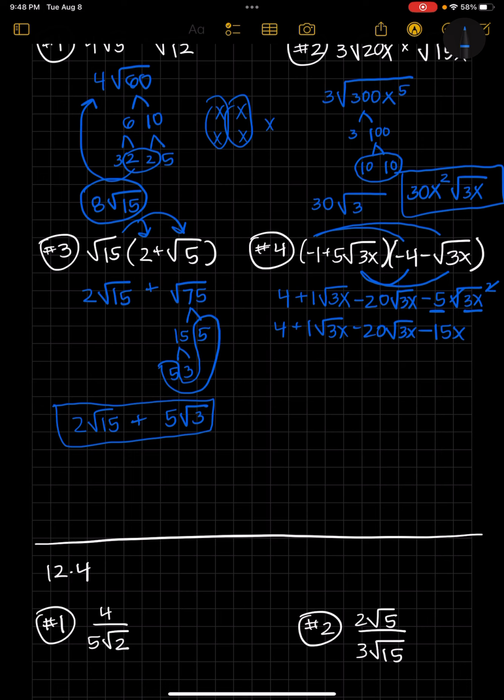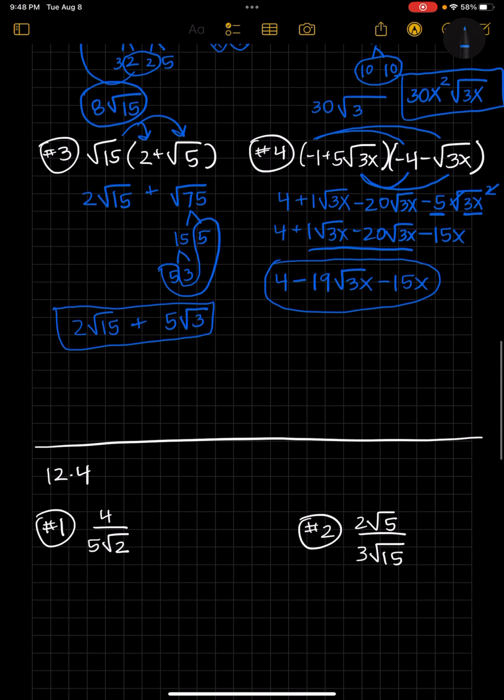Now we just combine like terms. The only like terms on here are these two because they both have root 3x's. So my final answer would be 4 minus 19, because 1 minus 20 is negative 19, root 3x minus 15x. And there we have it, my final answer.